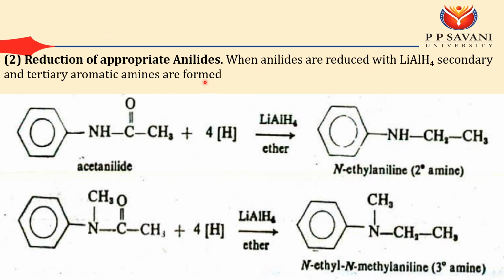Then reduction of anilides. An anilide has an NHCOCH3 group present on benzene. This is an anilide, acetanilide. The name of this compound is acetanilide. And simply if you do the reduction, you will get your secondary amine. If there is an NH2 group present, you can say primary; NH, secondary; and if only N is there, then this is my tertiary amine. Similarly, if I have more nascent hydrogen and lithium aluminum hydride, I will get my tertiary product.